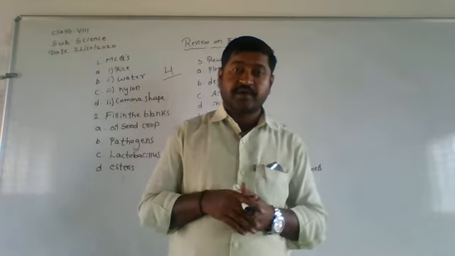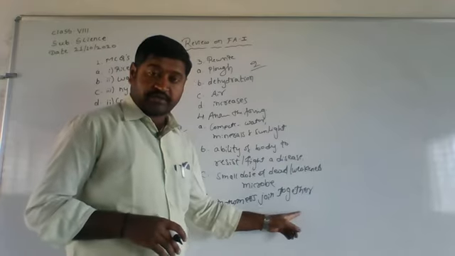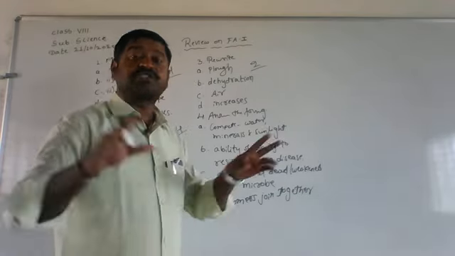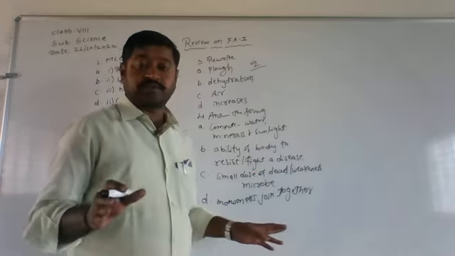Is this clear? So polymer means many monomers joined together. Why are they joined together? To form a larger unit. For that we are going to call them polymers.